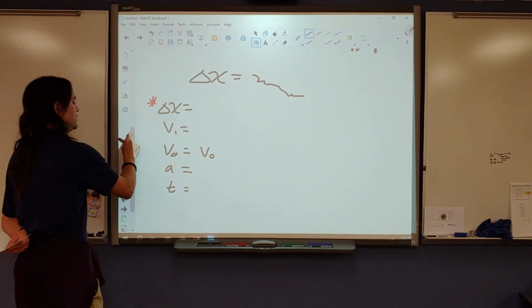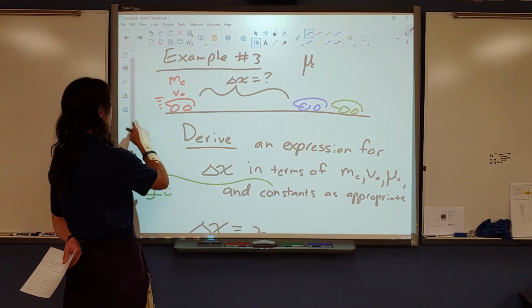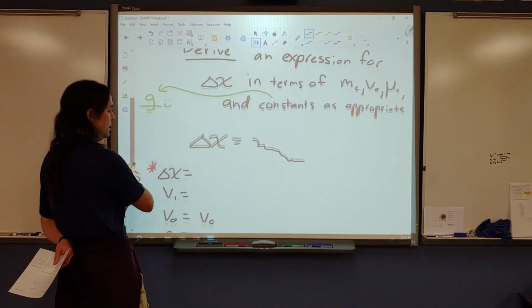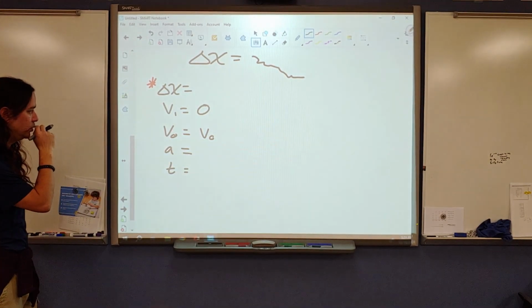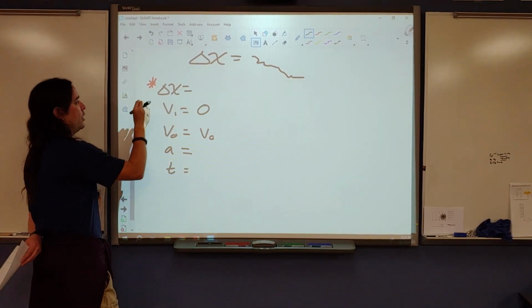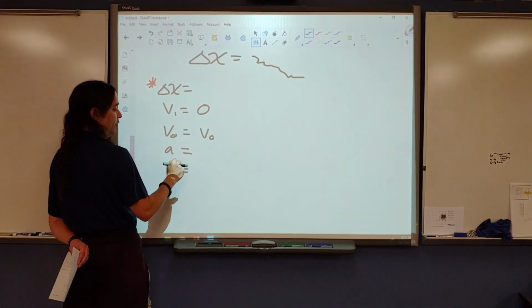Final velocity. So my goal is to come to a stop. We're trying to find an expression for stopping distance. And so my final velocity is going to be 0. So that's another thing that I do know. Okay, I want an equation that has delta x because I need that to solve for it. I want to include both of my velocities.